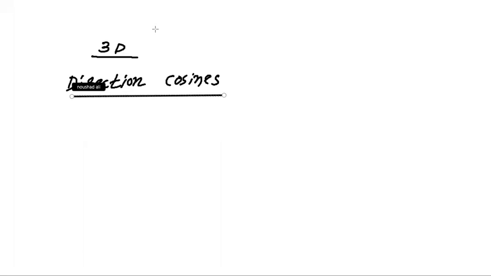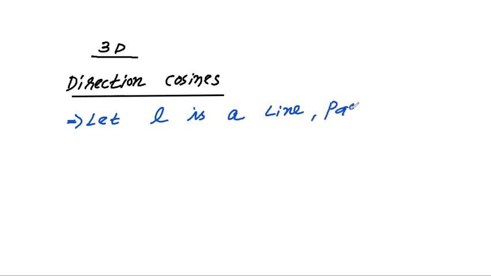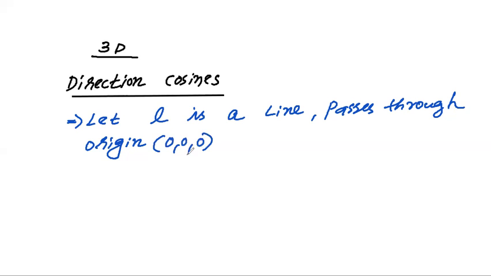So direction cosine means, since it's 3D, we have three axes: the x-axis, the y-axis, and the z-axis. Let L be a straight line which passes through the origin. Assume a line L is passing through the origin. You can imagine that. We have the origin, which means the coordinates will be 0, 0, 0. So a straight line is passing through that origin 0, 0, 0.